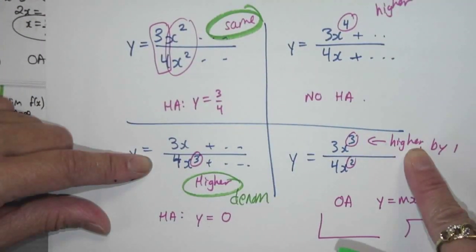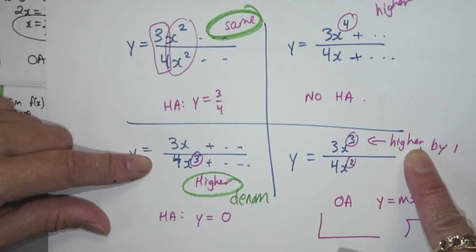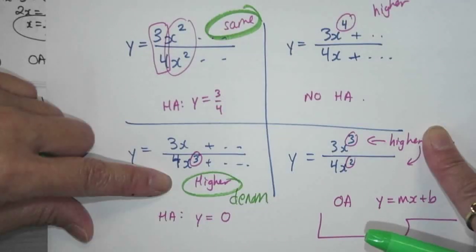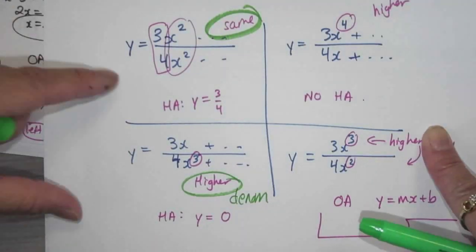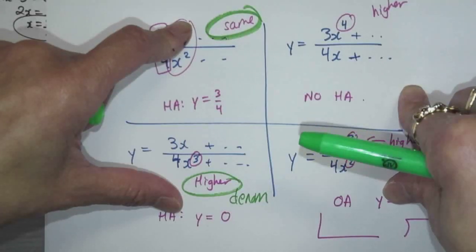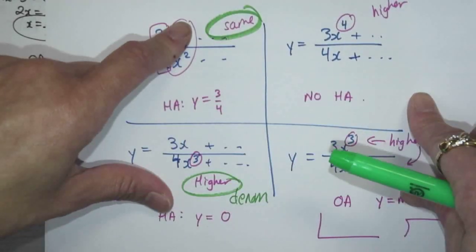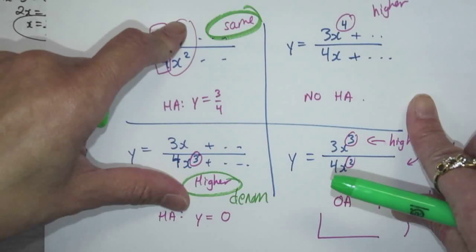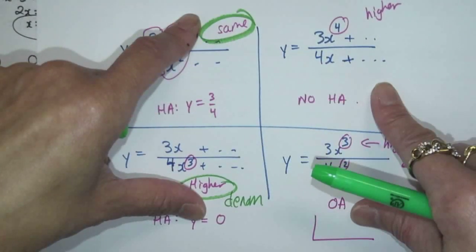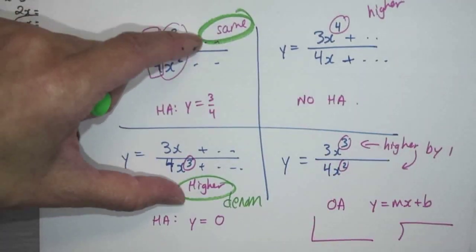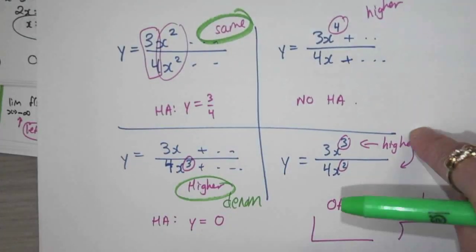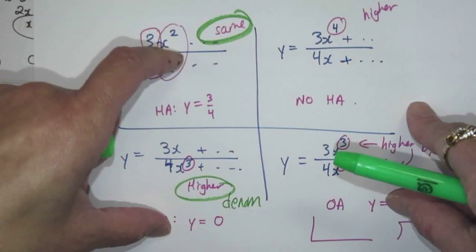Can that be the same as an oblique? Never, right? They're contradictory. If it's higher by 1, they're not the same, and it's not higher in the denominator. So you can never, ever have a horizontal and an oblique at the same time. If you find yourself answering the horizontal asymptote is this and the oblique asymptote is this in a single question for the same function, that's impossible. You go, wait, how can I? Because horizontal says same or higher in the denominator. Oblique says higher by 1 in the numerator. You can't have both.